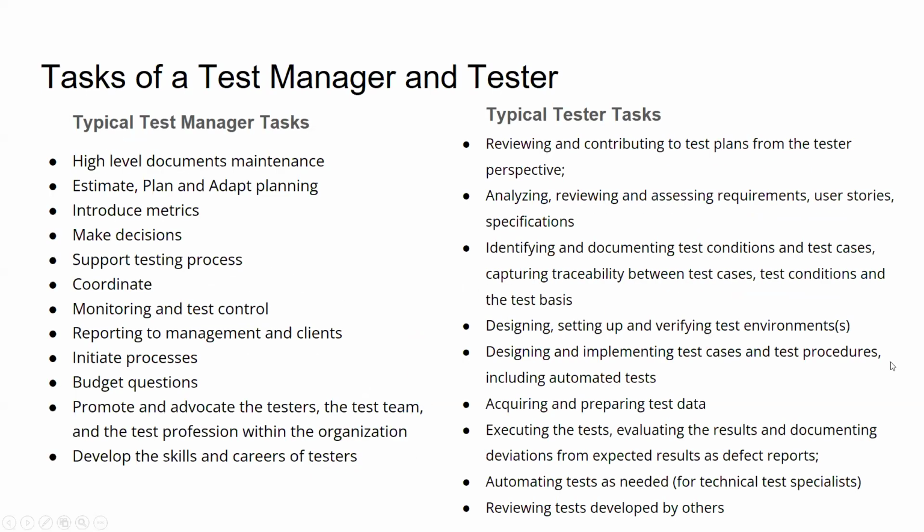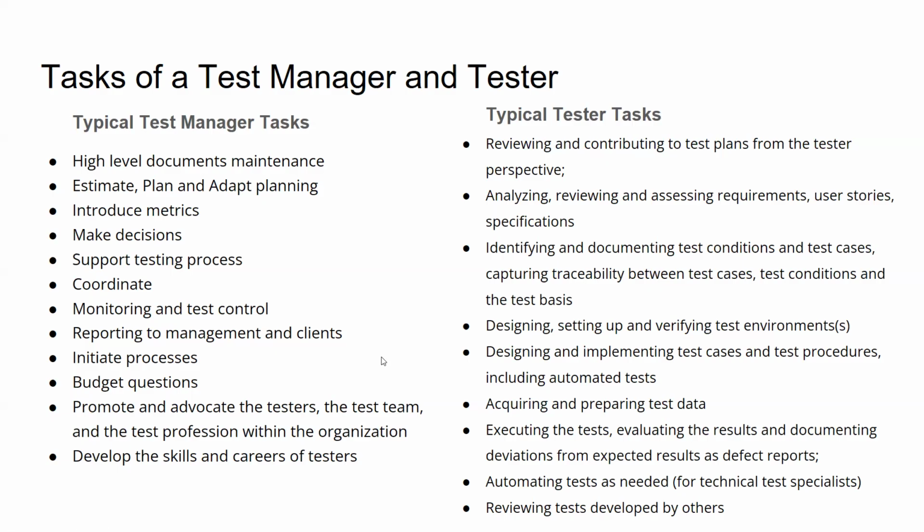So these are the high-level testing tasks for each tester and test manager. Typical test manager tasks: high-level document maintenance, estimation, planning and adapting, introducing metrics, making decisions, supporting testing, coordination, monitoring and test control. When you go through this, you can understand. So he is a high-level manager who's supporting the testing activities of the whole project. That is the goal of a manager. It's mainly like a project manager. There's a test manager, right?